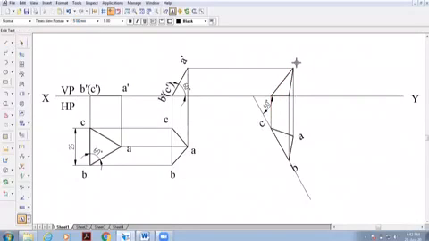So this is your A dash, B dash, and C dash.